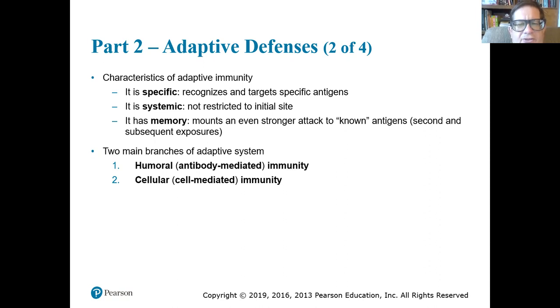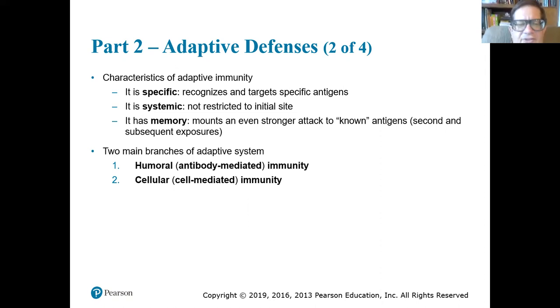It recognizes specific types of antigens that it's been exposed to. It is systemic, meaning those antibodies go everywhere. And it has memory. Remember, there are memory B cells and memory T cells. We tend to talk more about the memory B cells because those are the ones that make the plasma cells, which are antibody factories.